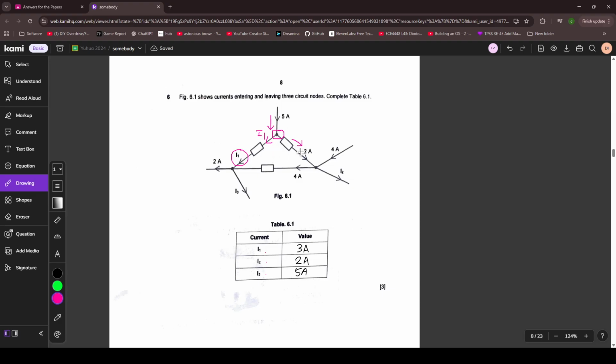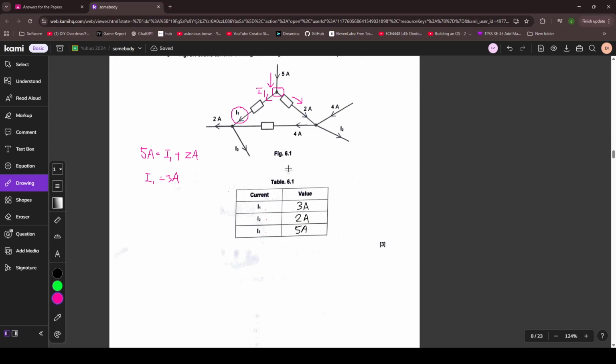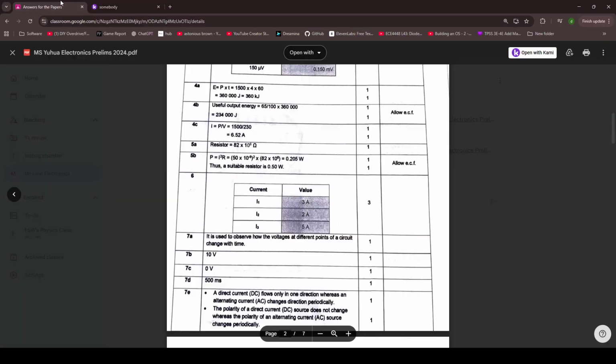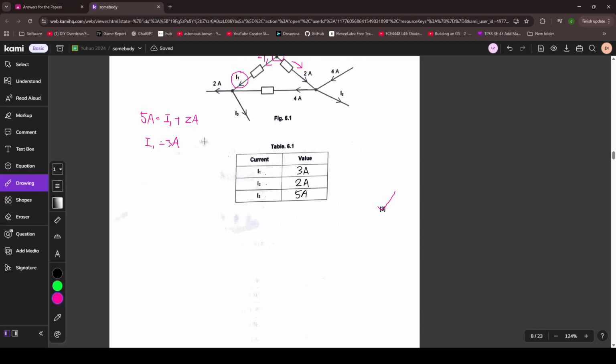And for 2 of those currents, we actually know the value. So we pretty much have an equation, and we can just find I1. Current entering a node, which is 5 amps, is equal to current exiting the node. So exiting will be I1 plus 2 amps. So we can just find I1, which is 3 amps lah. And then you do the same for everything else. That is quite simple. And if you've done that correctly, which you have, then you'll be good.